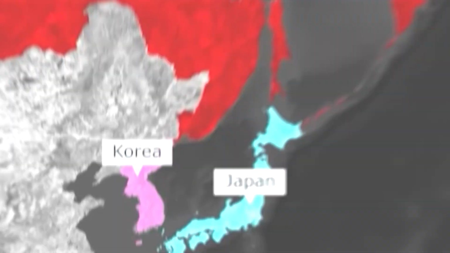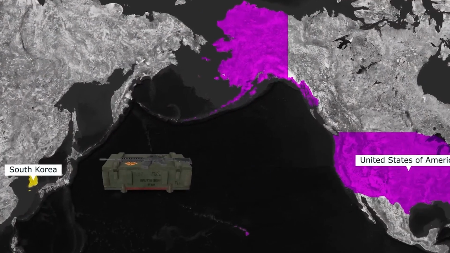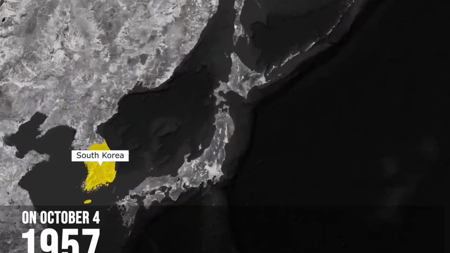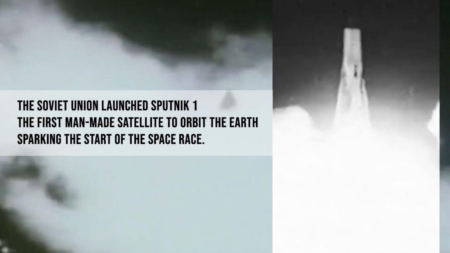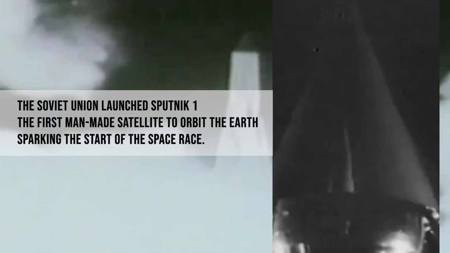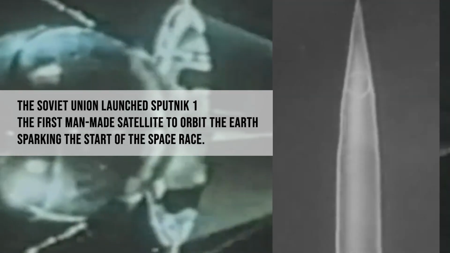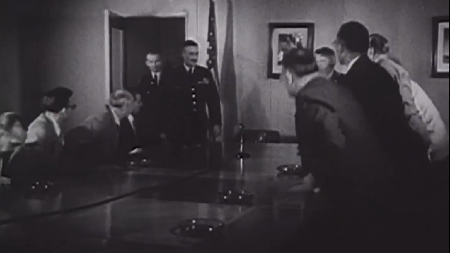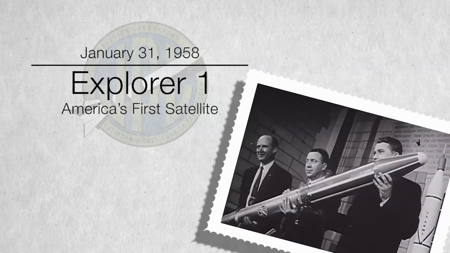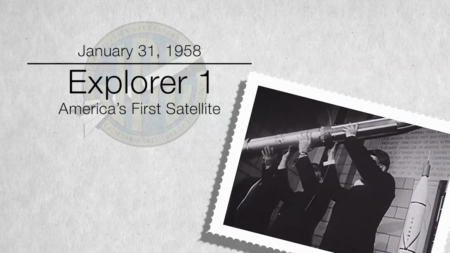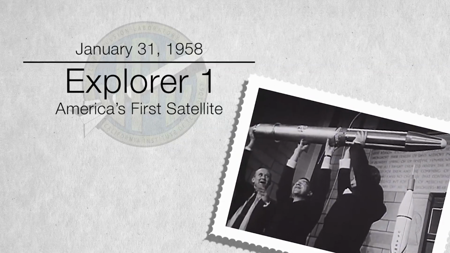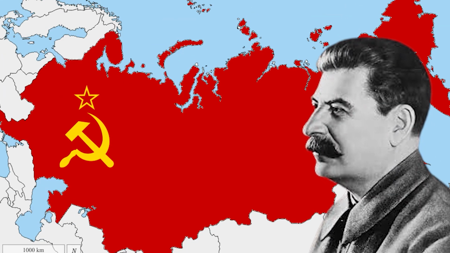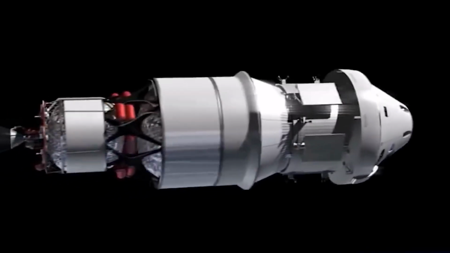1970s. In between these two conflicts, a fascinating event took place. On October 4, 1957, the Soviet Union launched Sputnik 1, the first man-made satellite to orbit the Earth, sparking the start of the space race. This incident stunned Americans and ushered in a period of space exploration competition. The United States reacted by launching Explorer 1 on January 31, 1958, but the Soviets continued to lead in other critical milestones, such as sending the first animal, Laika, into space on November 3, 1957.